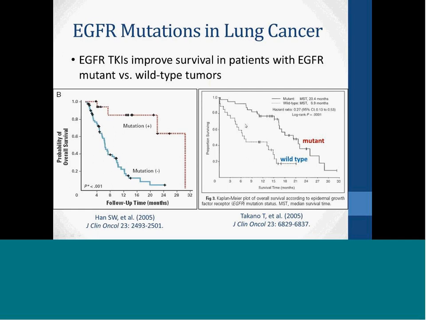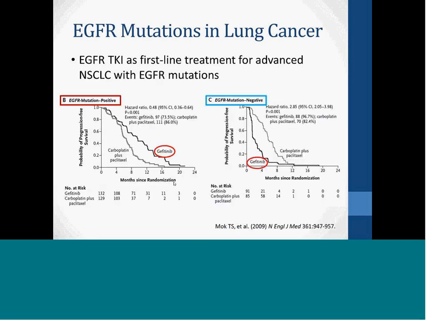In 2009, the results of the IPASS study were published in the New England Journal. And these really show evidence for use of EGFR tyrosine kinase inhibitors as first-line treatments for patients with advanced non-small cell lung cancer with EGFR mutations.